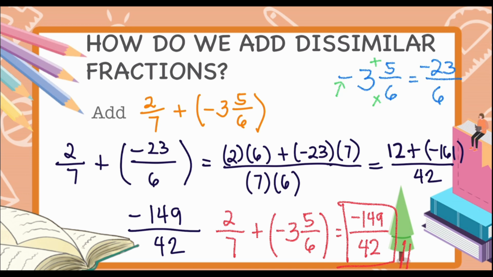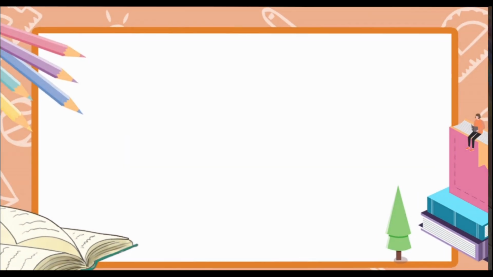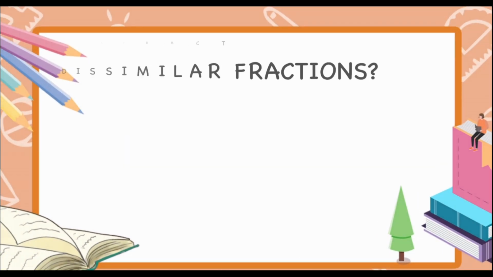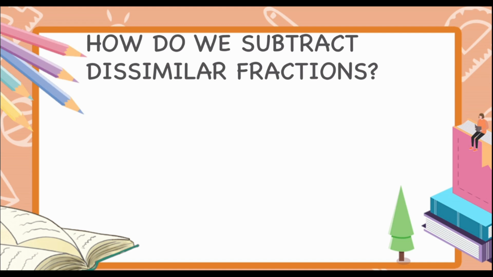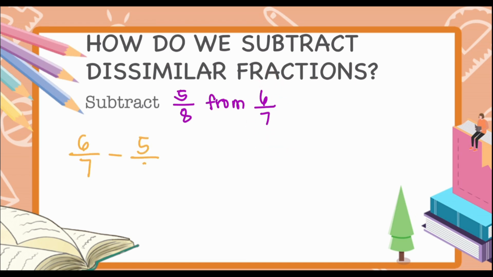Okay? Now, let us go to this question. How do we subtract dissimilar fractions? So, same process there. Let us subtract this one: 5 over 8 from 6 over 7. Here again is the word from. So, what we write first is 6 over 7. So, 6 over 7 minus 5 over 8.